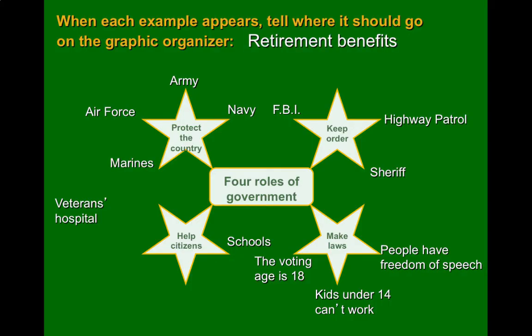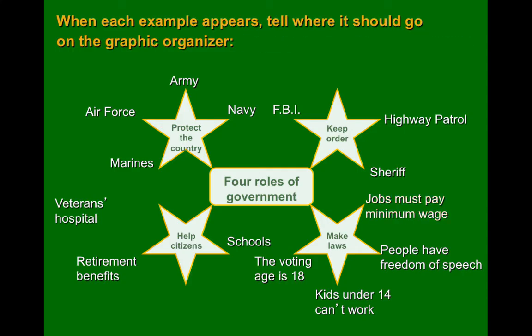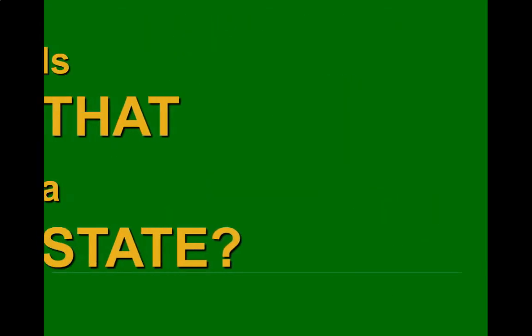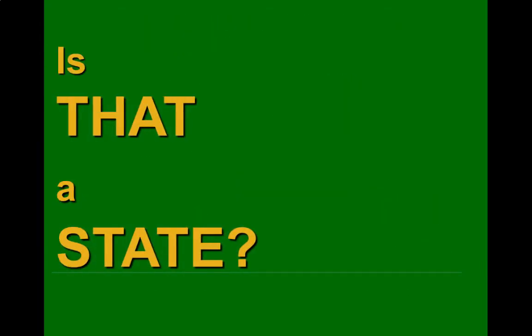Retirement benefits, we have things put in place to help citizens that retire. Jobs must pay minimum wage. Once again, that is law. And then we've created a highway system to help citizens get from one state to another. We have police who are there to keep order. So all of those things, make sure that you can identify those.